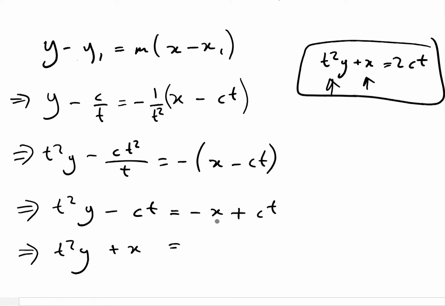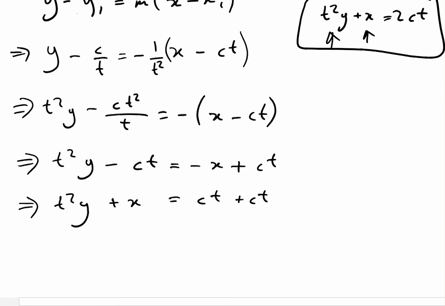So let's take this ct on this side, because there's no other terms on this left hand side. We end up with ct plus ct. And that, of course, is just 2ct. That's what we want. Okay, we've proved it.